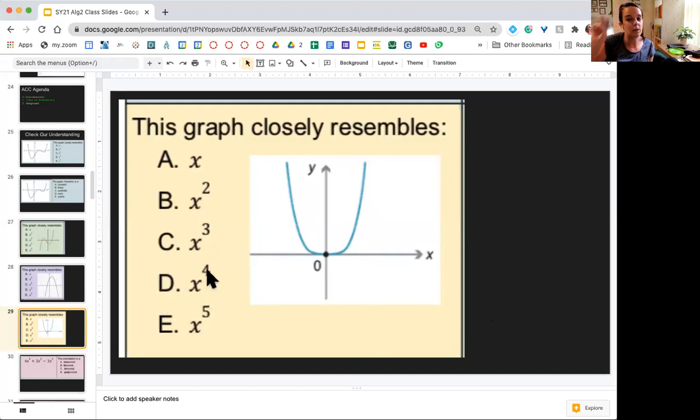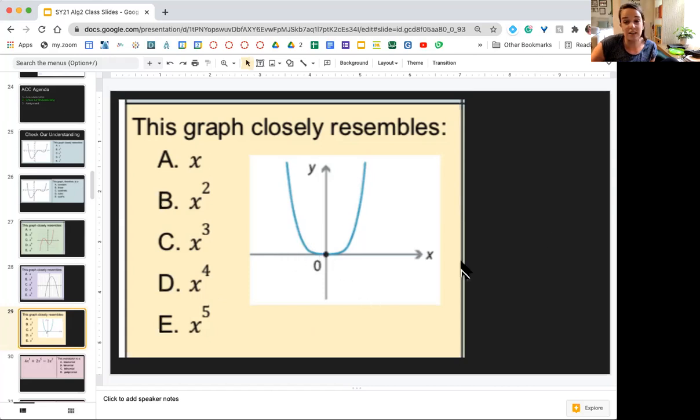There were 2 people in the room who knew it was x to the 4th. Can you tell us why you chose x to the 4th? I chose D because I remember in the video you said that it could also be flat. So that's how I remembered. Yeah, absolutely. Thank you, Ashley.